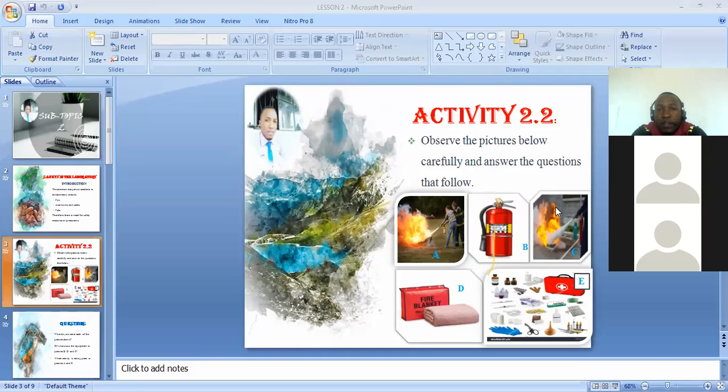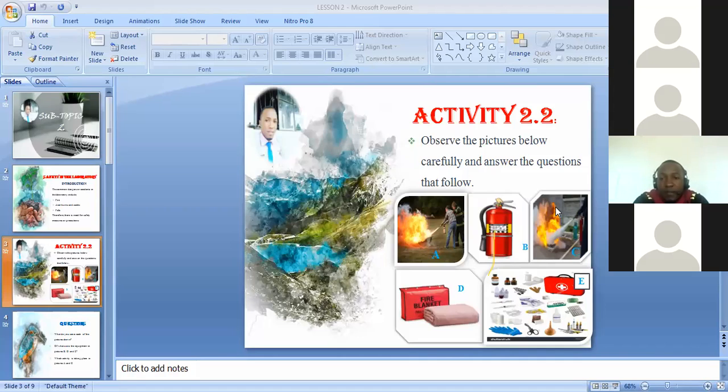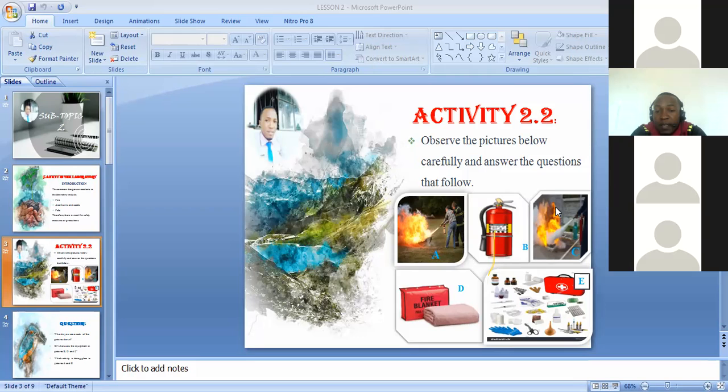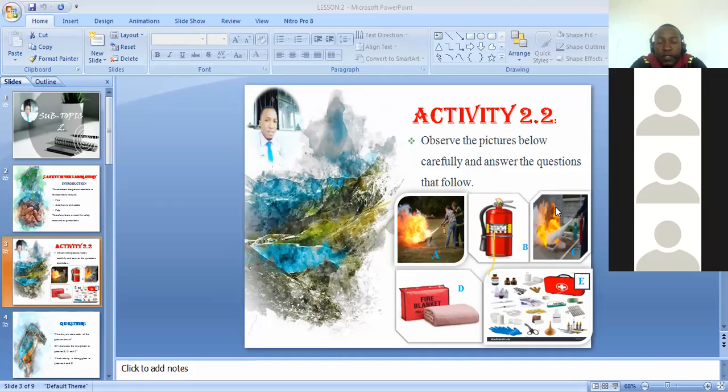Jane Patience, you are responding to picture D. Picture D, I'm seeing a fire blanket. You are seeing a fire blanket in picture D. That's good. Picture D shows a fire blanket.